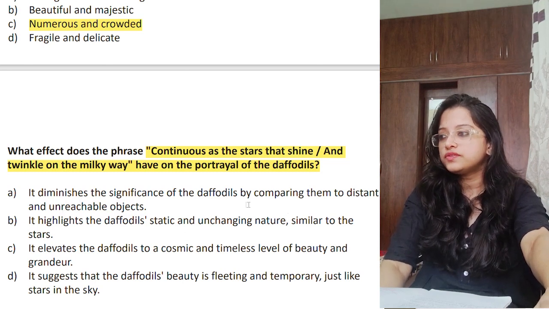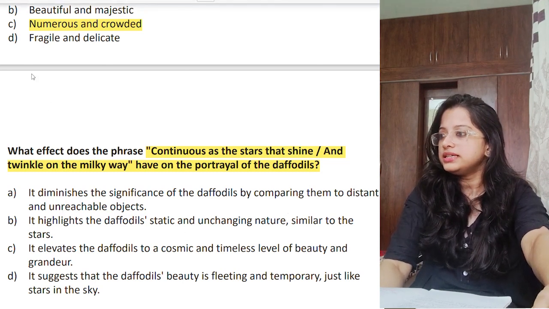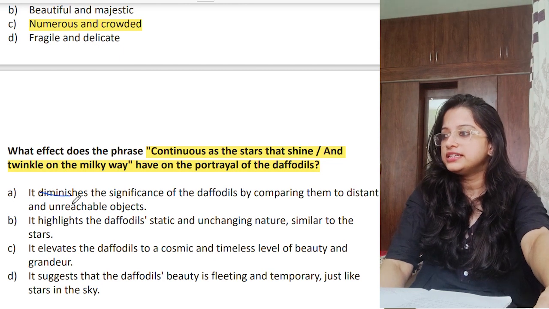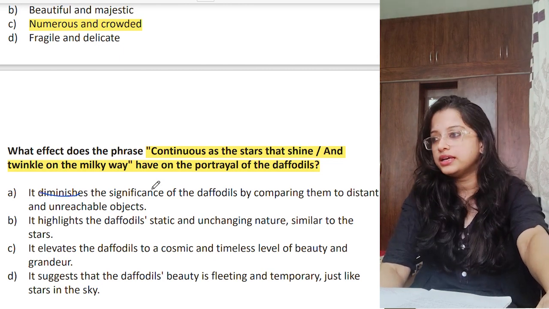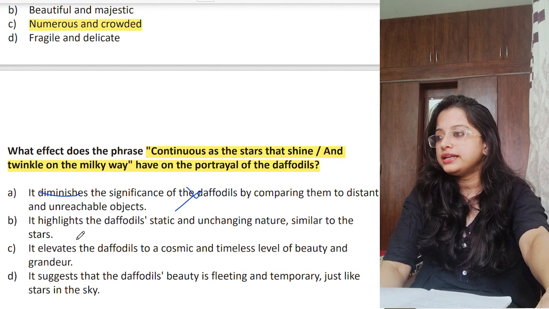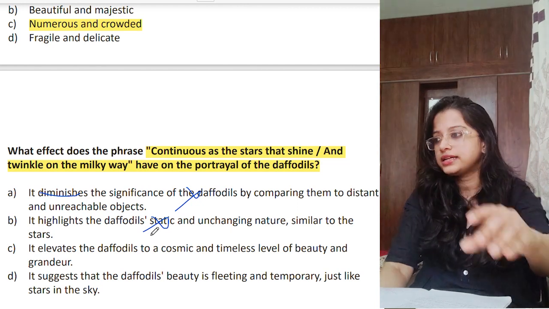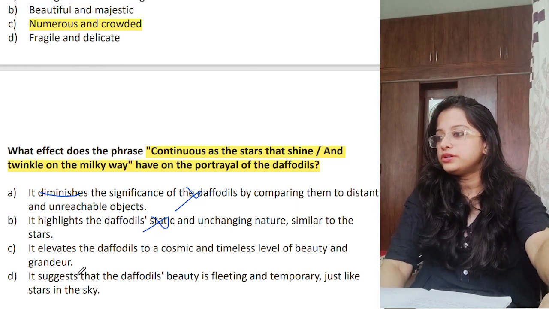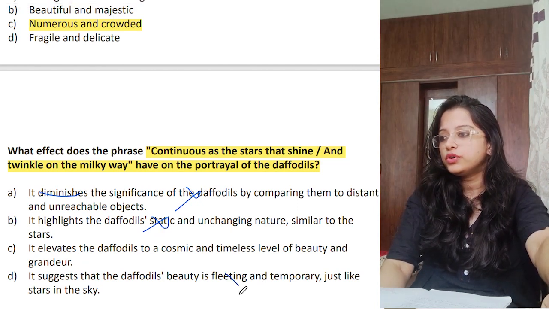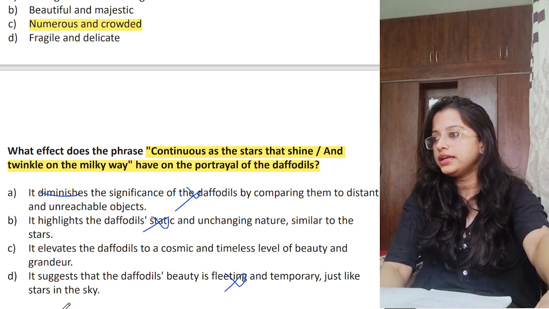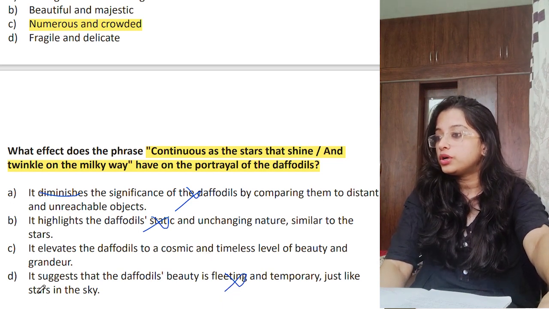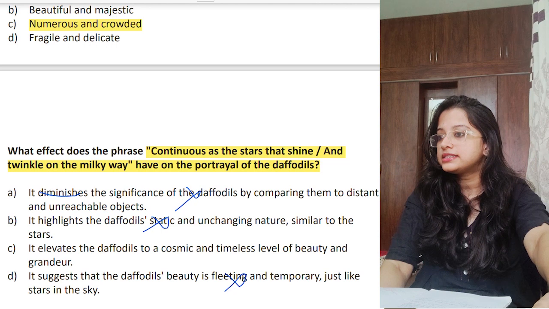Diminishes the significance of the daffodils. Now, nothing is diminished, right? Everything is brightened, detailed. So diminish is incorrect. So this one is wrong. It highlights the daffodils' static and unchanging nature. Static? No, they are not static. They are moving. So not static. It suggests the daffodils' beauty is fleeting. Again, fleeting word is coming. Fleeting and temporary, incorrect. It elevates daffodils to a cosmic and timeless level of beauty and grandeur.